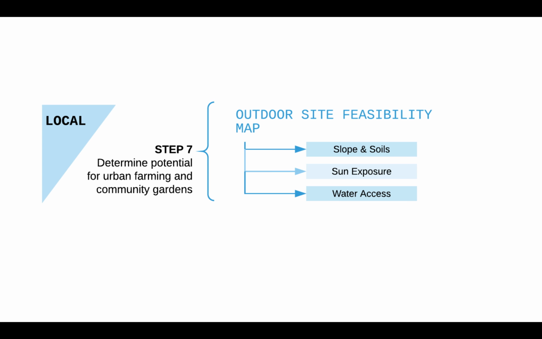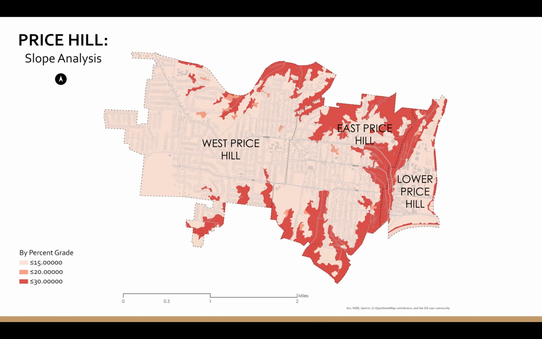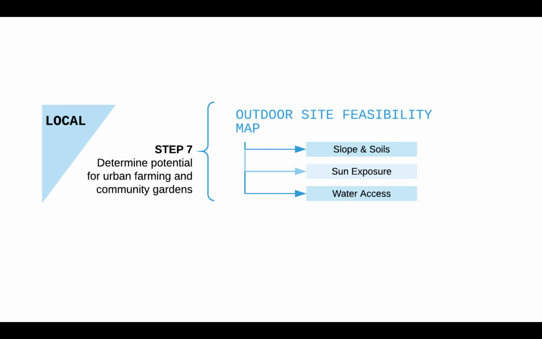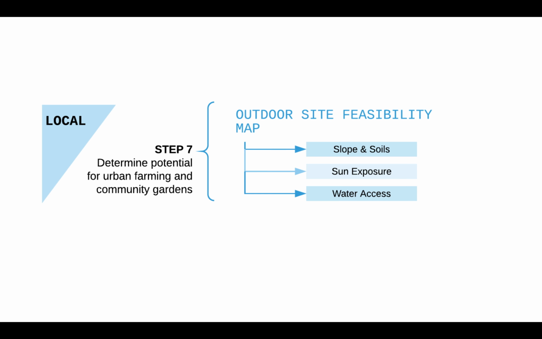As for assessing need for community gardens, we outline in the methodology how to create an outdoor site feasibility map, which will be looking at tree cover and green space, slope analysis, and other factors, water access, and sun exposure. All of those compiled would help communities determine what are the best areas for a community garden or other outdoor site, like a farmer's market, flexible pop-up space. Those are the ones I'm coming up with off the top of my head.